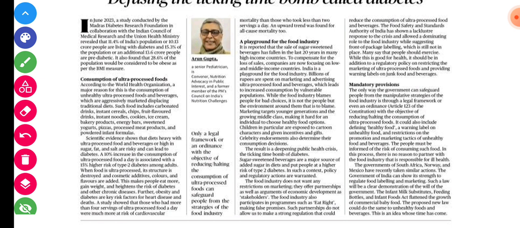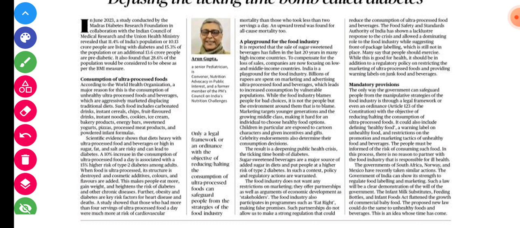India is a playground for the food industry. Billions of rupees are spent on marketing and advertising ultra processed food and beverages. And the Indian population is much more vulnerable to purchasing or obtaining these foods to serve their purpose as well as their aspirations of food consumption. This vulnerability of the Indian population is a cause behind this diabetic disease.